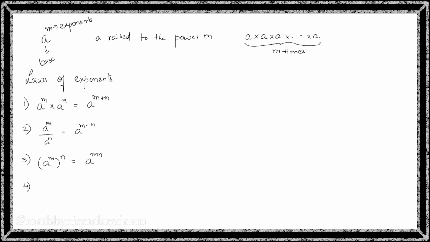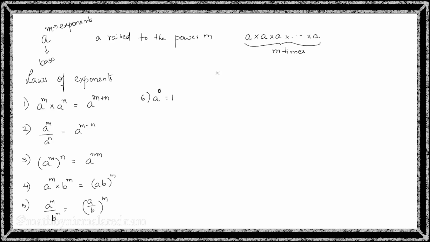The fourth one says a power m into b power m is equal to ab whole power m. The fifth one, a power m by b power m is equal to a by b whole power m. And the last one, a power 0 is equal to 1, right? So these are the 6 laws of exponents.